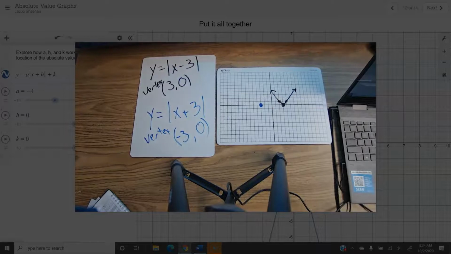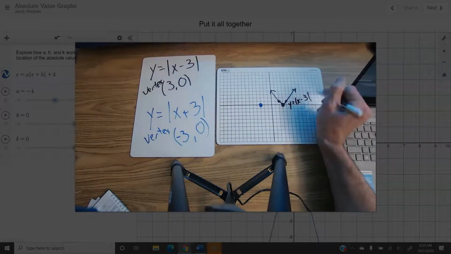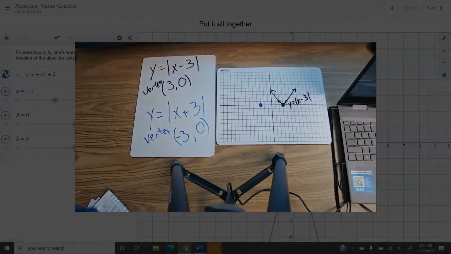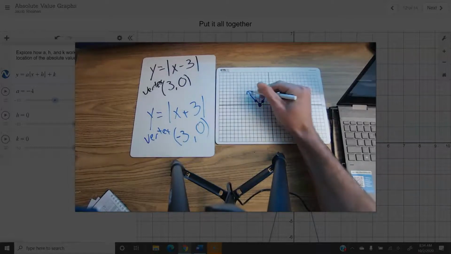So there is y equals x minus 3. And there is y equals the absolute value of x plus 3.